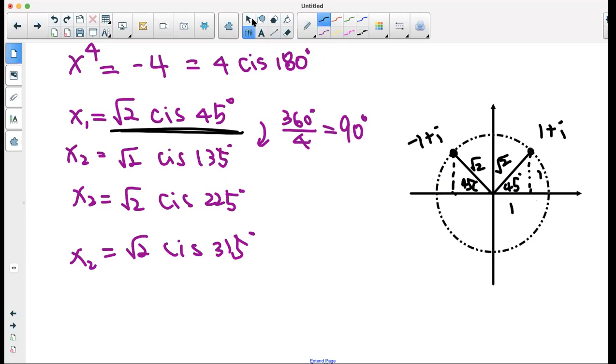How about the third one? 225. In fact, 225 is right over here. And guess what, guys? This point becomes negative 1 minus I. The last one comes down through this way. What happened with this one, guys? It becomes 1 minus I. Can you guys see that? That will be 315 degrees.